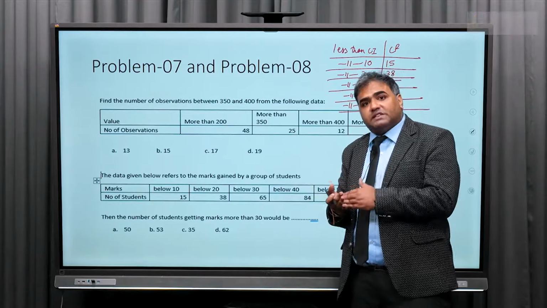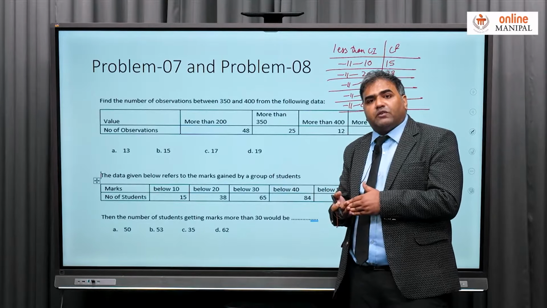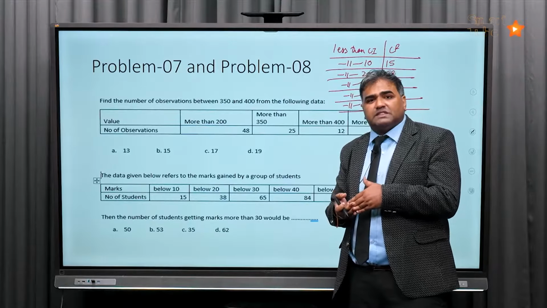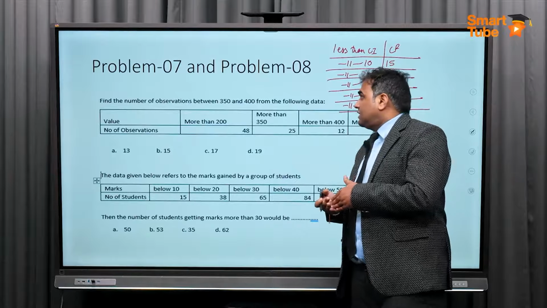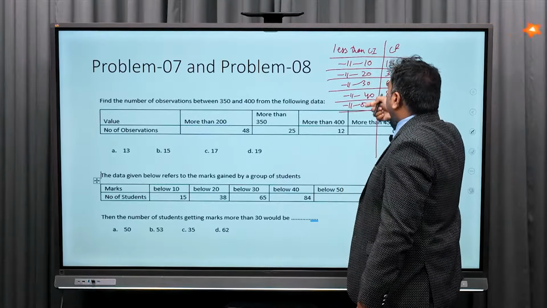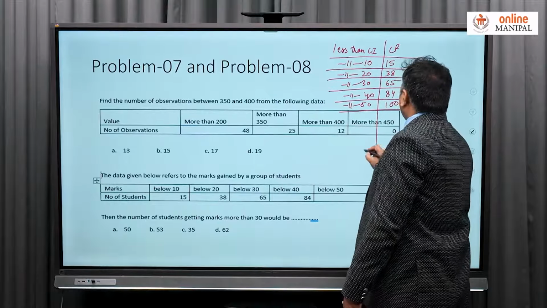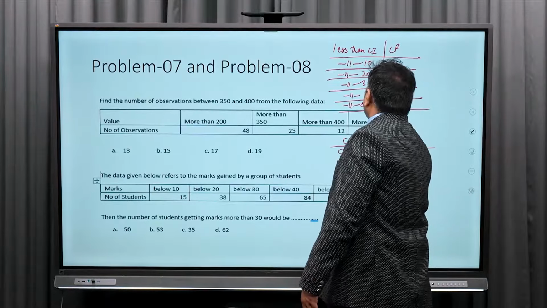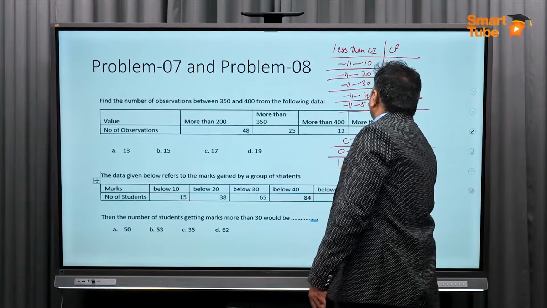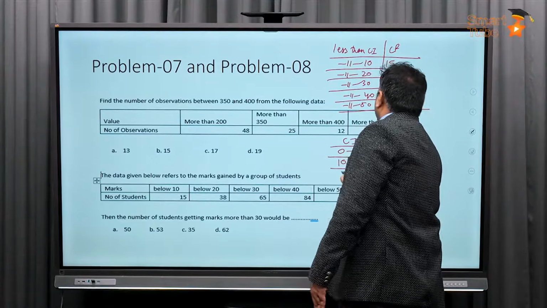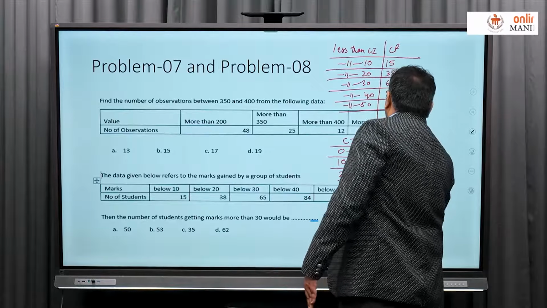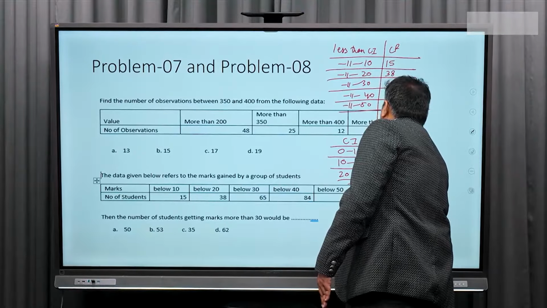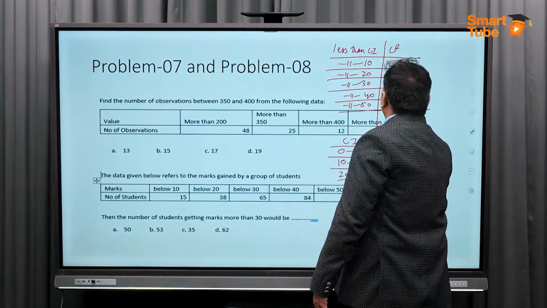Now I will convert the less than class interval with less than cumulative frequency into a normal class interval with normal frequency. Please remember, with less than or below, the upper limit is attached. So if you see this 10, 20, 30, 40, 50, these are your upper limits. When you write your class interval, it will be 0 to 10, 10 to 20, 20 to 30, then 30 to 40, then 40 to 50. This is your frequency.